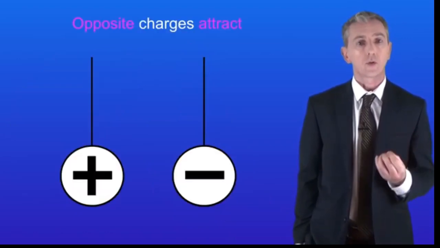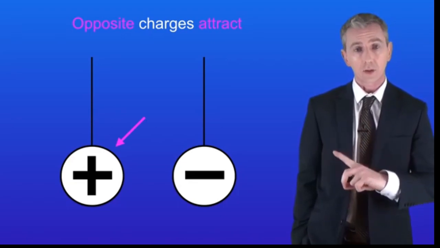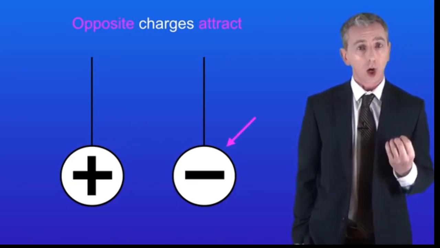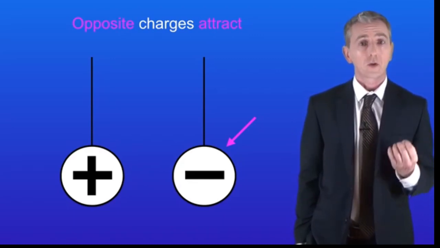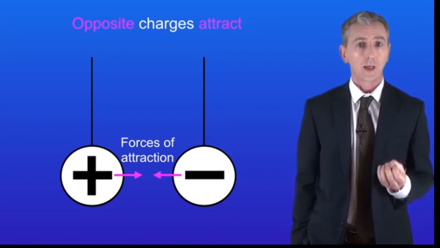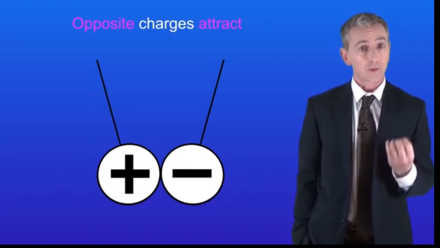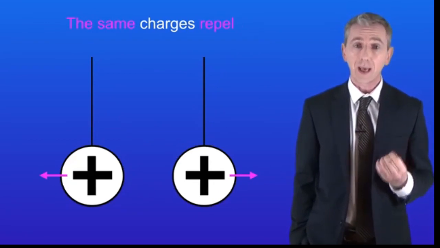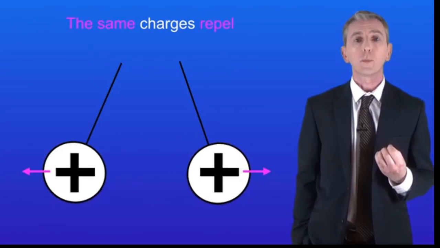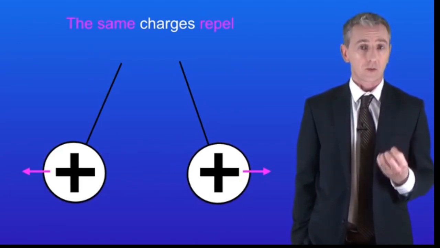Now, this shows you two plastic balls hanging on string. This ball's got a positive charge, and this one has a negative charge. Now, opposite charges attract each other, so that means that there's a force of attraction between these two plastic balls, and they move closer together like this. Now, if we have the same charges, then they repel each other, so two positively charged plastic balls would move apart.